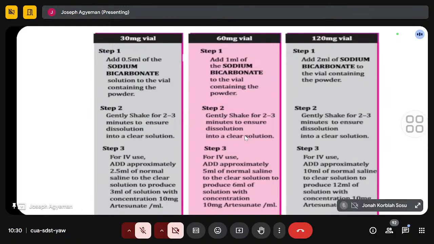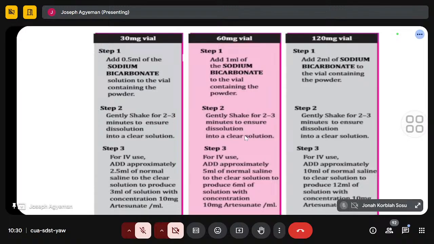So how are we going to get a solution that, if you pick each mL, will contain 30 milligram? The strategy is to make the volume become 3 mL, because the active ingredient in there is 30 milligram. If you push it to 3 mL, then 30 divided by 3 will be 10. So each mL will now contain 10 milligram.